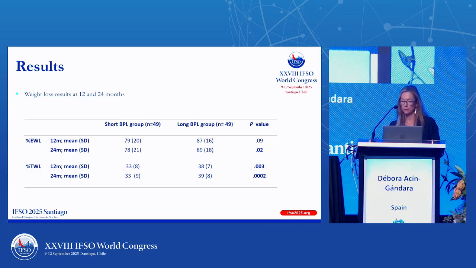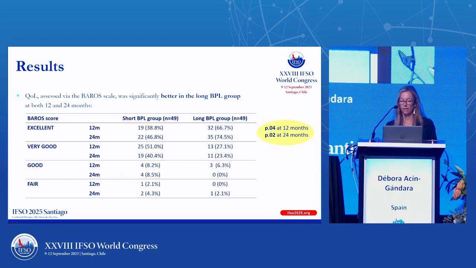Now the results. At 24 months, percentage of excess weight loss was 89% in the long BPL group versus 78% in the short BPL group. And percentage of total weight loss at 24 months was 39% in the long BPL group versus 33% in the short BPL group. Quality of life assessed via the FibroScan was significantly better in the long BPL group at both 12 and 24 months.